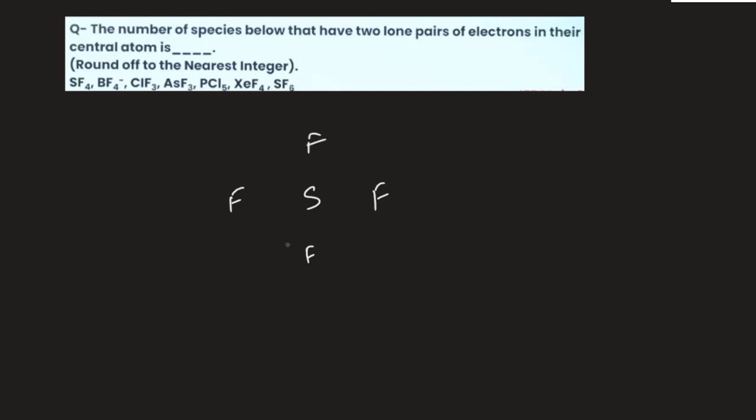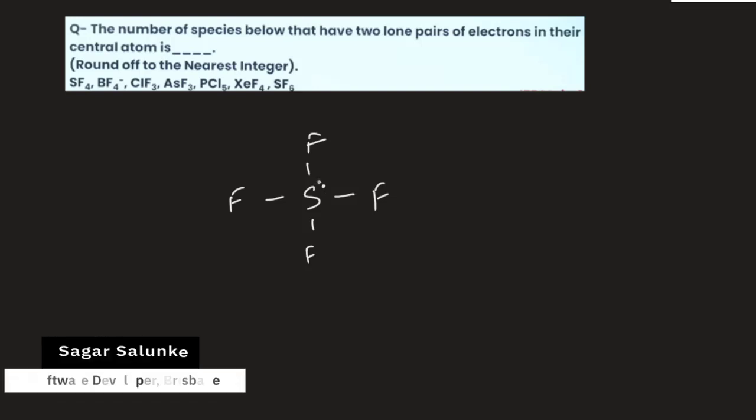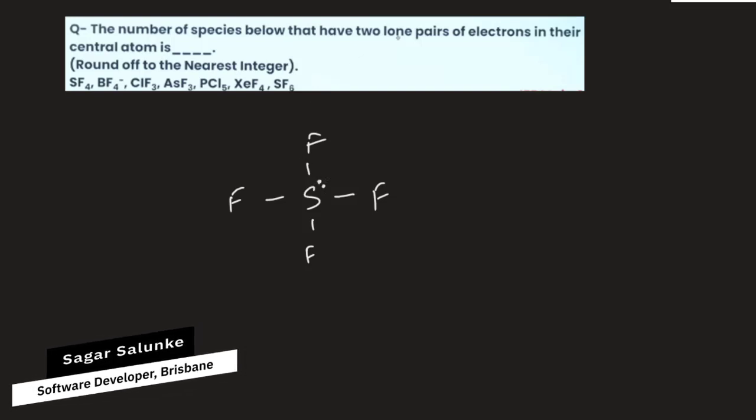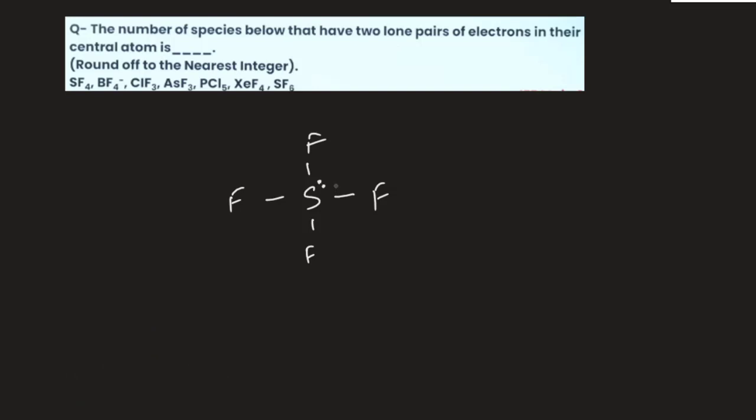Sulfur. Sulfur has 6 valence electrons, out of which 4 will be used to create the bonds, and there will be one lone pair on the sulfur. But they are asking two lone pairs, okay? But here there is just one lone pair, so that means SF4 is not an option.